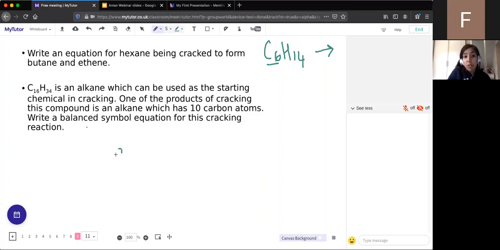So if we start off with C16H34, we crack it, and we know we're producing an alkane with 10 carbon atoms. So what's the alkane with 10 carbon atoms? What's the chemical formula for that? Excellent. Someone has said C10H22. Brilliant. So remember, the general formula is CnH2n plus 2.